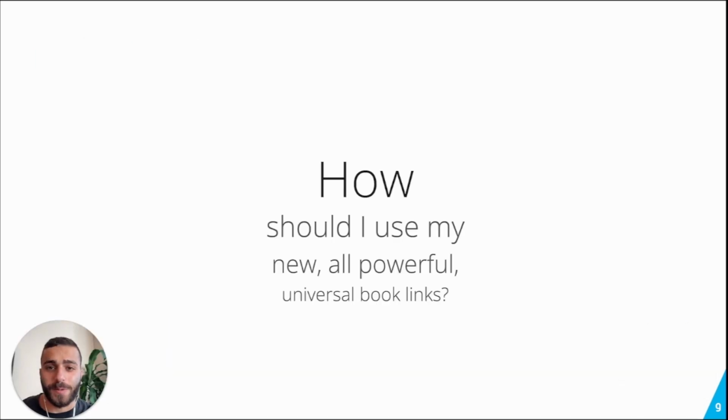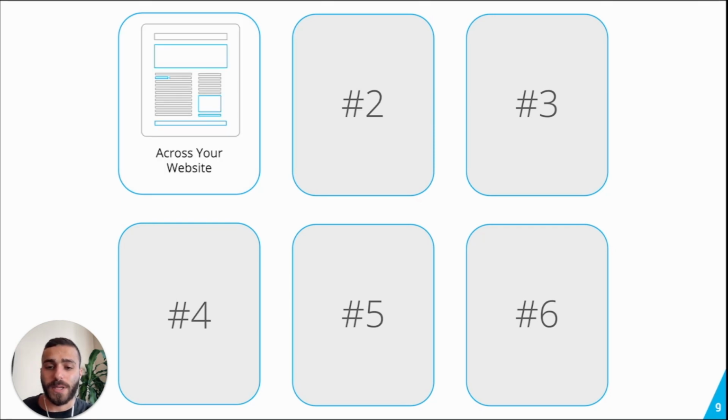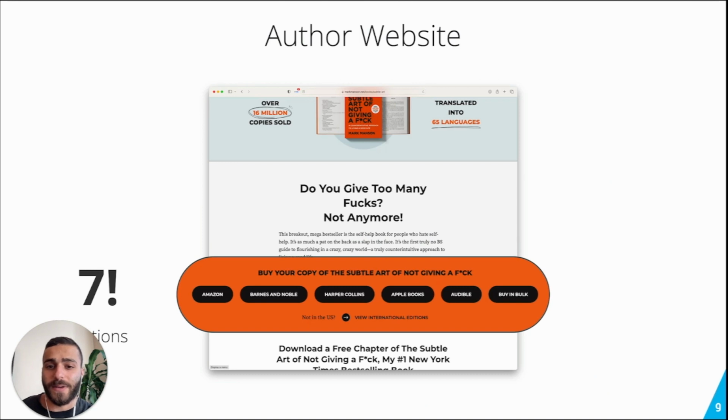Now that you're armed with the knowledge on why universal booklinks are so powerful, I wanted to give you some actionable advice about how you can use universal booklinks, or where you can place them as an author. Again, I've come up with 6 places where you can use these links, and the first is going to be on your author website.